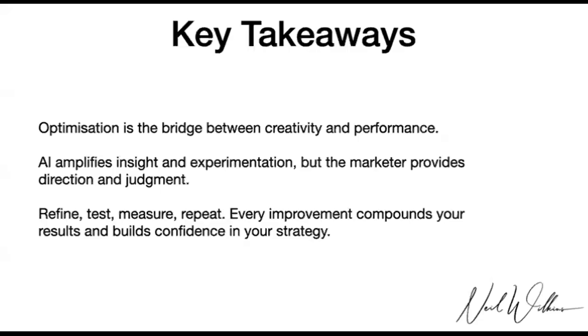So the final point then really is to refine, test, measure, repeat. Refine the content that you're doing, test everything, absolutely test everything. And if you can, do the predictive testing with your AI, because if you know what's going to work better before you press publish, well, that's a really nice situation to be in, isn't it? Then measure, evaluate, and repeat the best bits that you see coming out there. Every little incremental improvement compounds your results and builds confidence in your strategy. And it genuinely does. The more you do this, the more you realize these are little 1% incremental improvements.